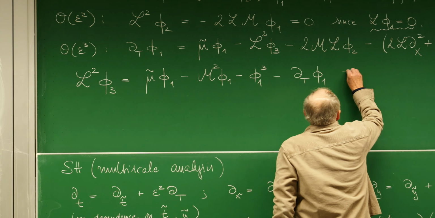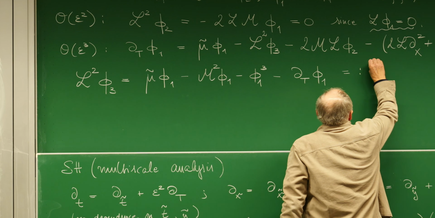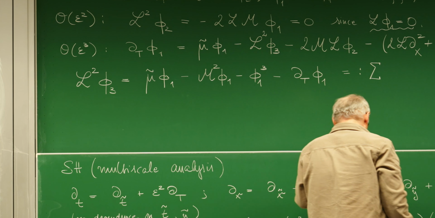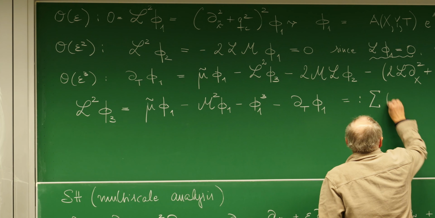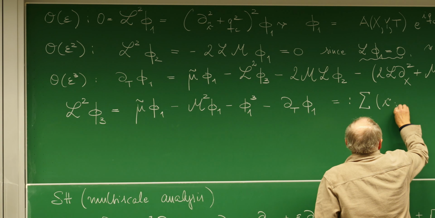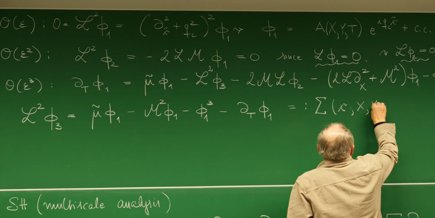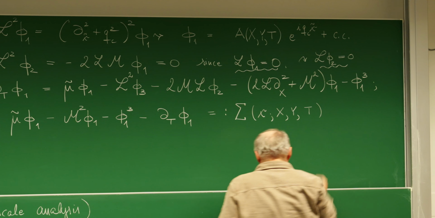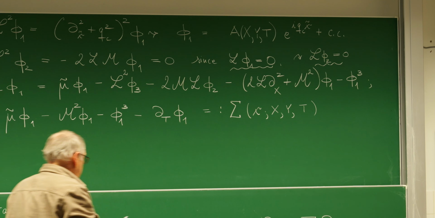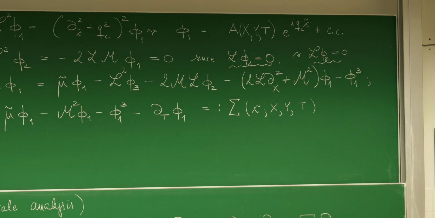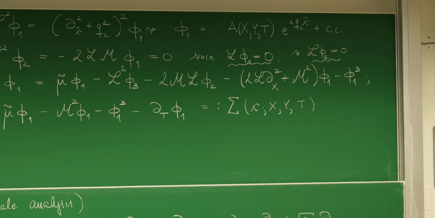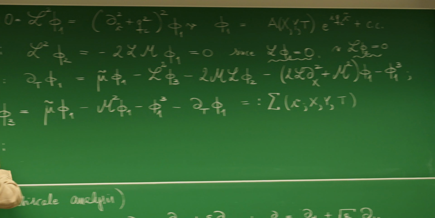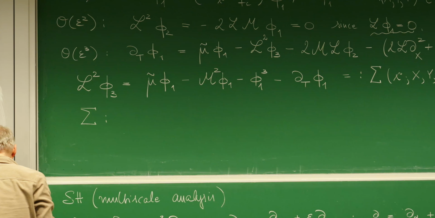So this here is a right-hand side, which is basically a source term. That's why I call it a sigma. And the sigma can depend on x, y, and t also eventually. And I can work it out. I can work it out because I know the function phi 1, so I can do the calculation.